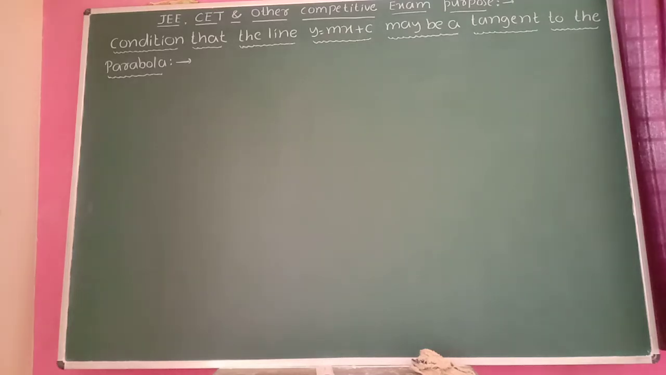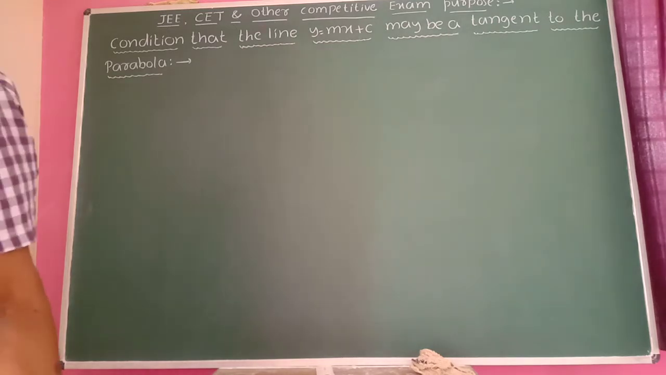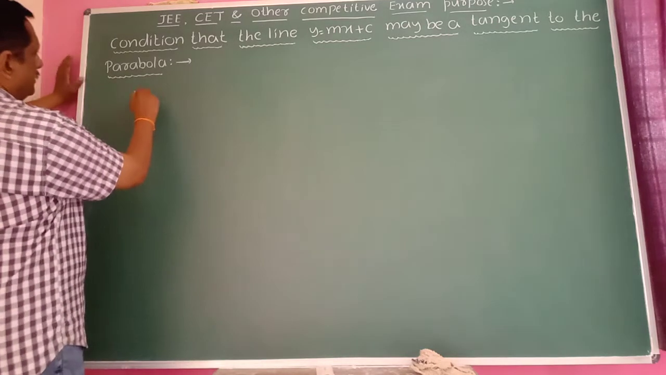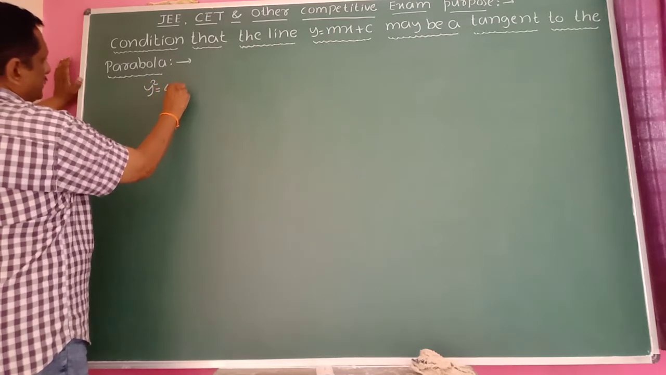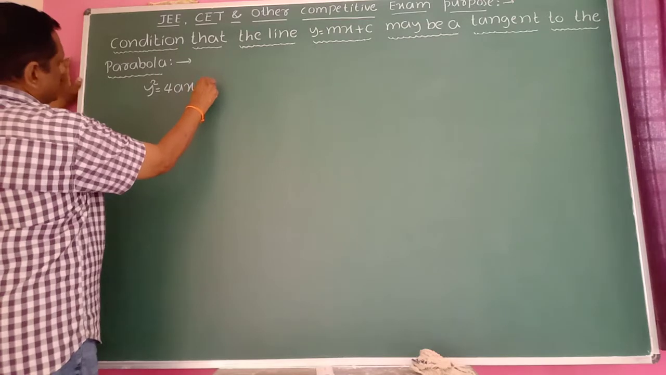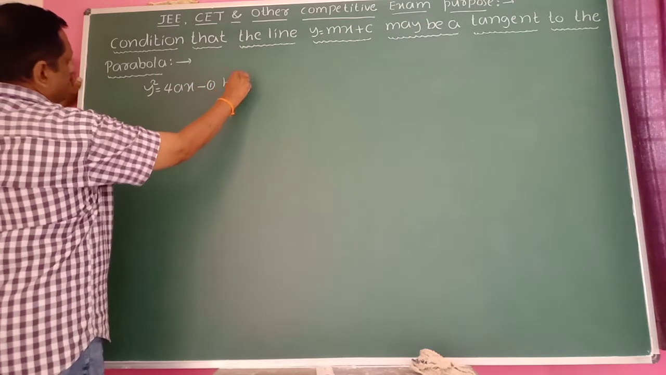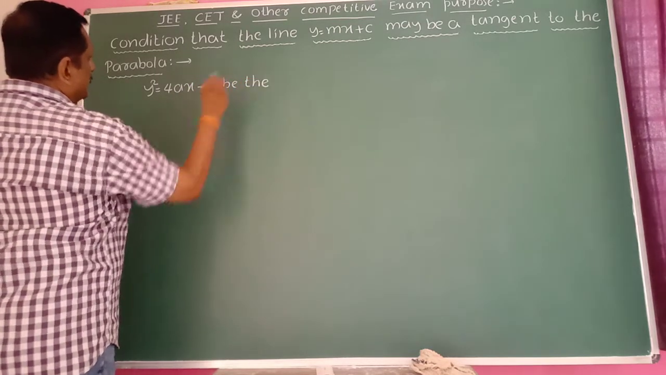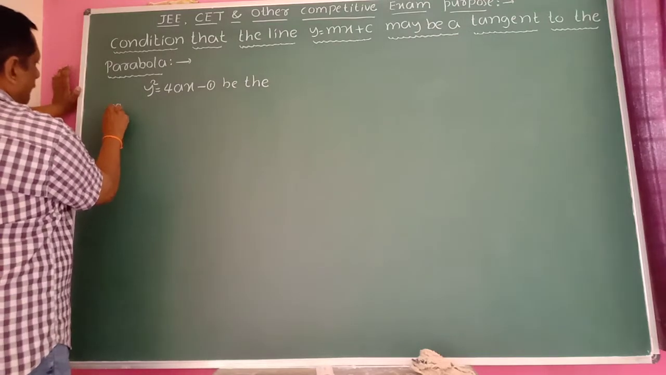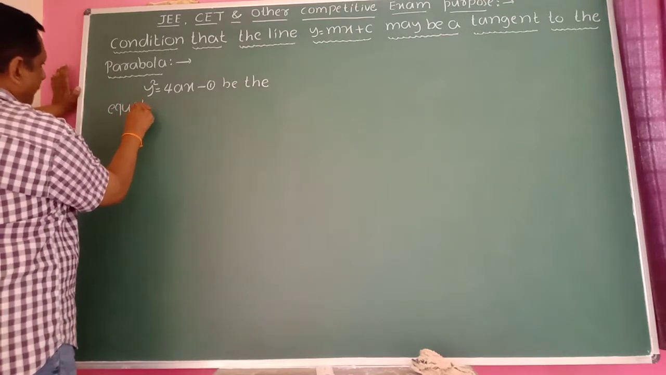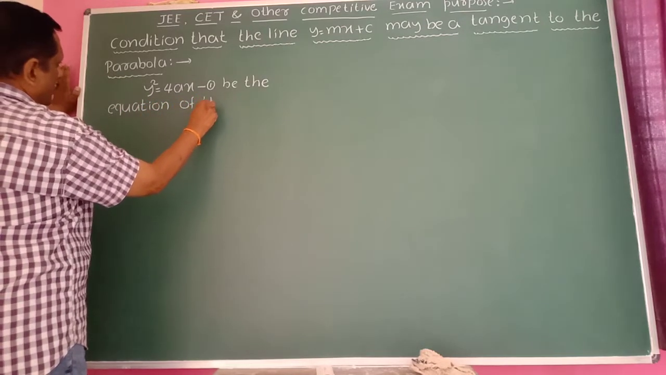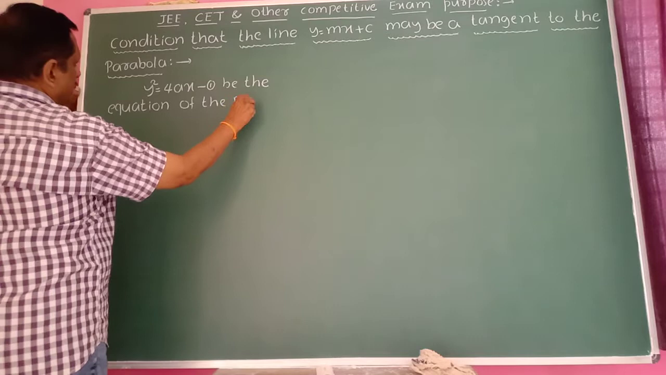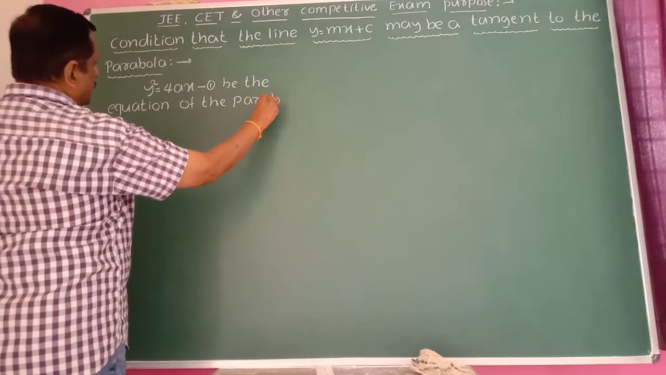So the condition that the line y is equal to mx plus c may be tangent to the parabola. Here y square is equal to 4ax. Take this one as equation number 1, be the equation of the parabola.